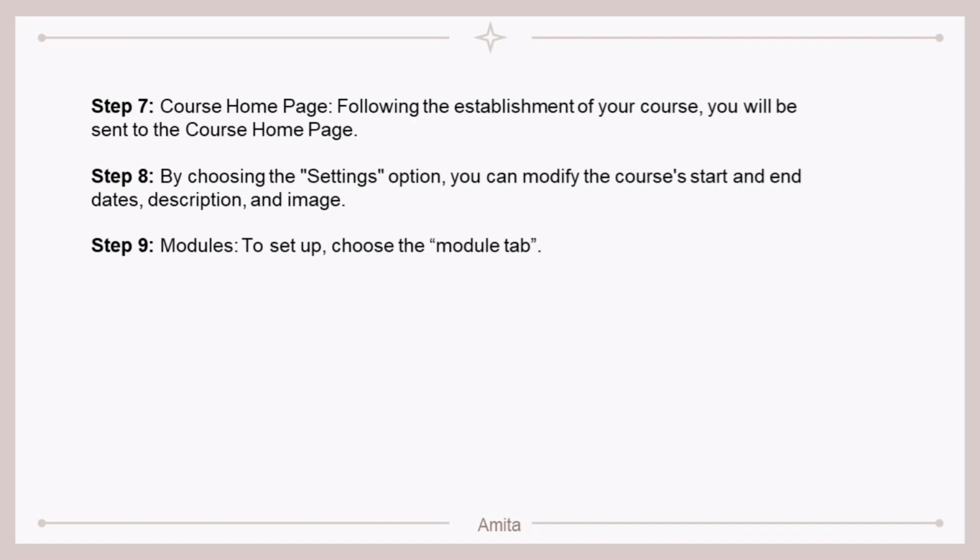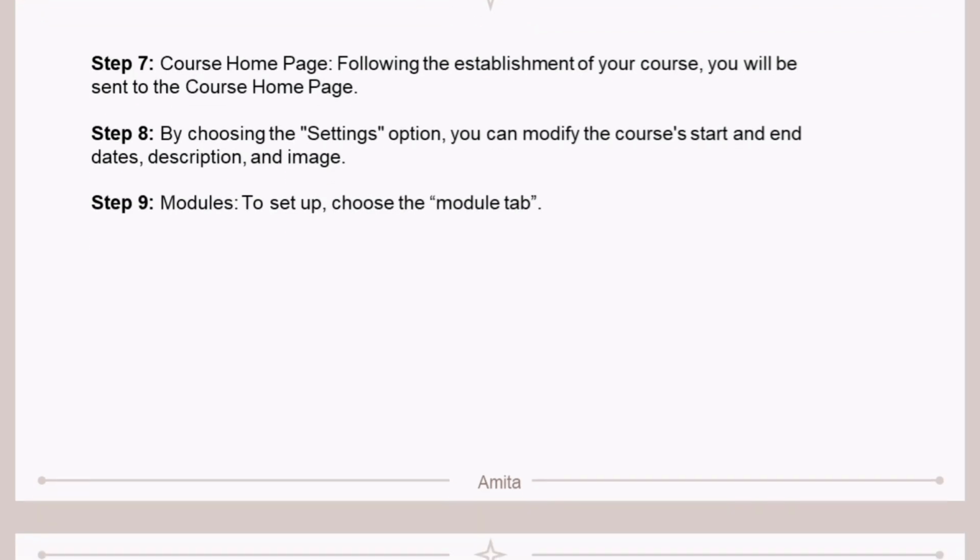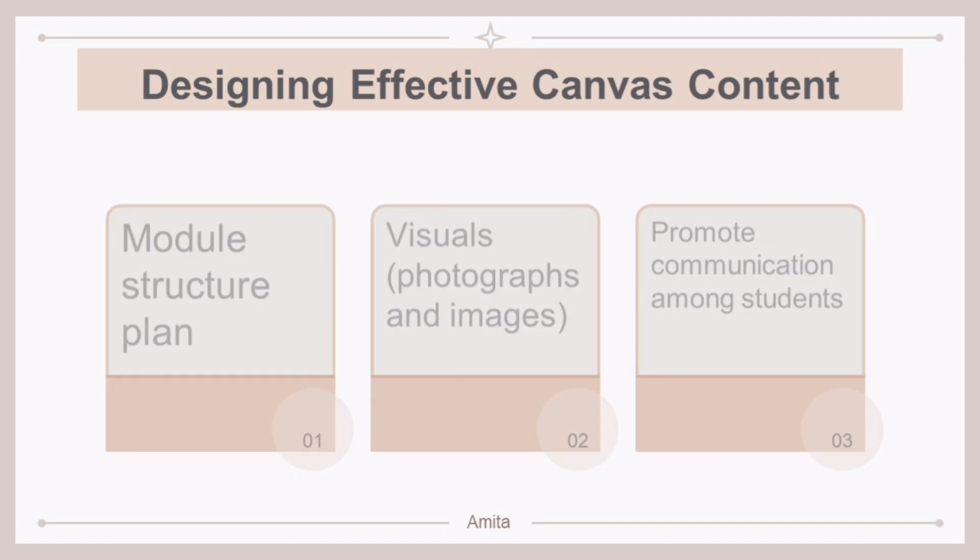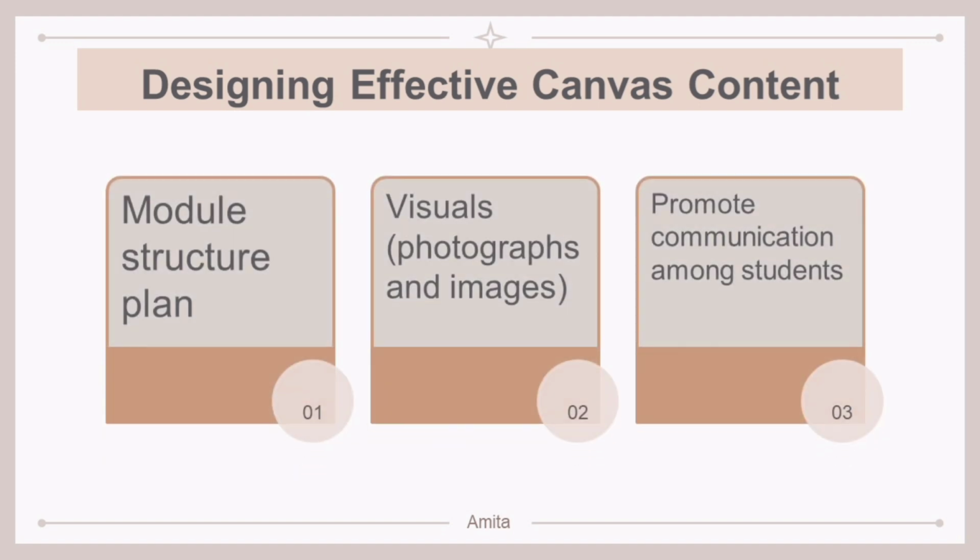Step 9, to set up, choose the modules tab. Now, how to design effective Canvas content. The first one is a module structure plan. In this, we can set the learning objectives, logically divide the content with clear and separate headings, and write engaging and clear content. We can also avoid technical terms, use concise sentence structure, and divide the text into short paragraphs and bullet points using headings.